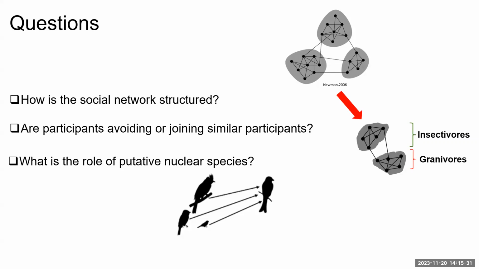But the second question was trying to figure out if species that associate in these social networks associate because they are facilitating each other, so they are similar and they are joining. But also, whether this social network is structured by species that are actually trying to avoid each other. The last part, again, was that we wanted to see if certain species are important in influencing those social dynamics.